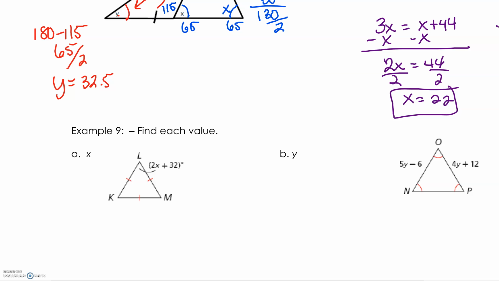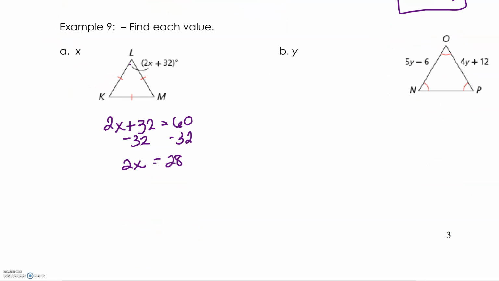Down here, if we have all 3 sides marked congruent, then we can say that all 3 angles are congruent. And if they're all congruent, then they all must be 60 degrees because we know the total in a triangle adds up to 180. And if they're all equal, 60, 60, 60. So we are going to set 2x plus 32 equal to 60 and solve. 2x is equal to 28, which means x equals 14.